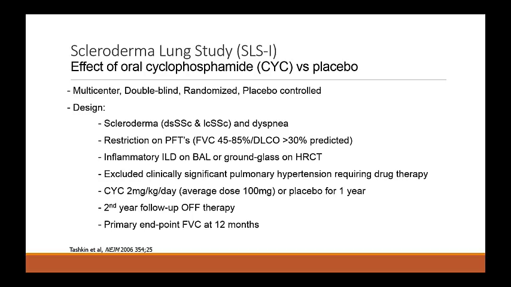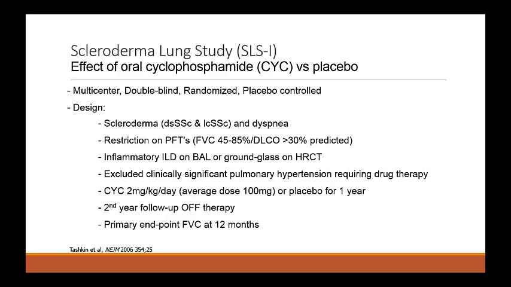So I'm going to focus on two studies with regards to treatment of ILD in patients with systemic scleroderma. The first study is the SLS-1, the Scleroderma Lung Study 1, which I think came out around 2007 as well. Basically, this was a double-blinded, randomized controlled trial with an arm of placebo versus cyclophosphamide. It included 13 centers, and included patients who had scleroderma, be it diffuse or limited, and they had to be symptomatic.